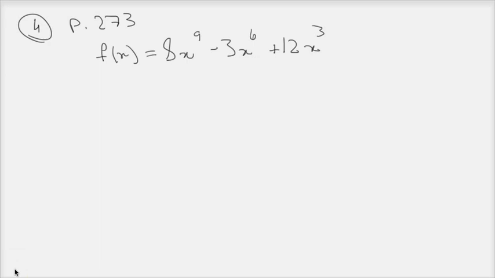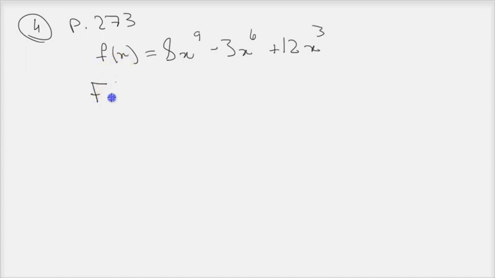So this is problem number 4 from page 273 of your book, and the question asks, given this function f, find the antiderivative, the general antiderivative. So we're going to apply that anti-differentiation formula, as it were, to this.